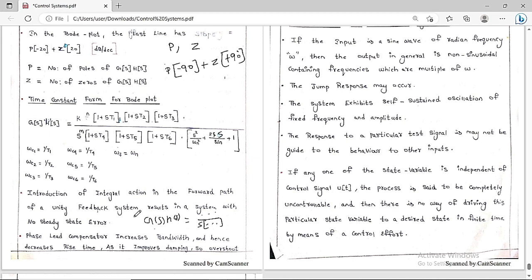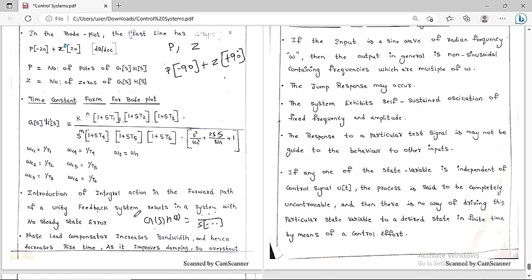Because of this, it is going to improve only the steady state response, but it is going to degrade the transient response. Because of improving the steady state response, the steady state error will decrease. So finally, the steady state error will become equal to 0. So there will be no steady state error.